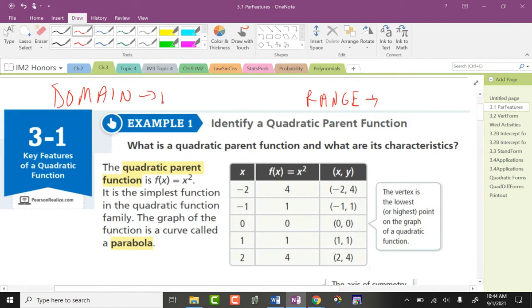Domain is the input. A lot of times the input in a real world situation is time. Like over time, what do I see as the output of the data? Is it frozen? Let it go. Let it go. There we go. Is that what you're going to tell me? Thank you. And then in most equations, it is the x value.